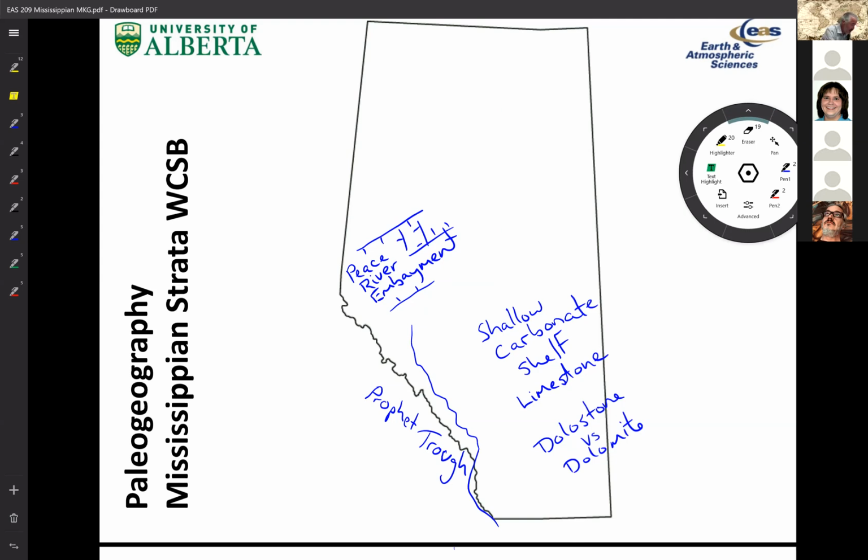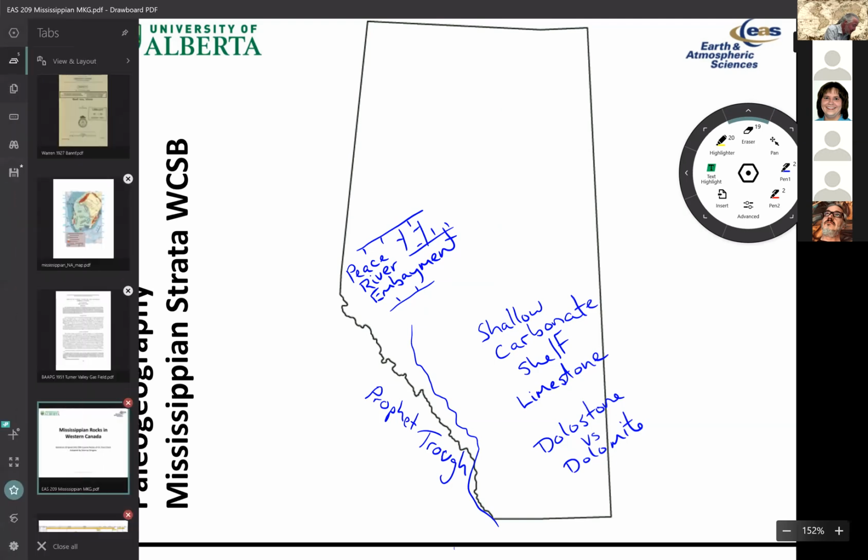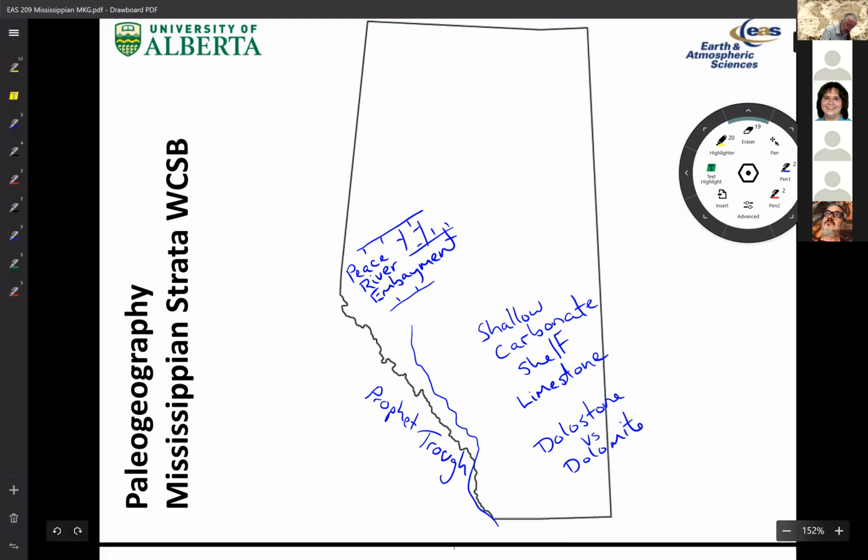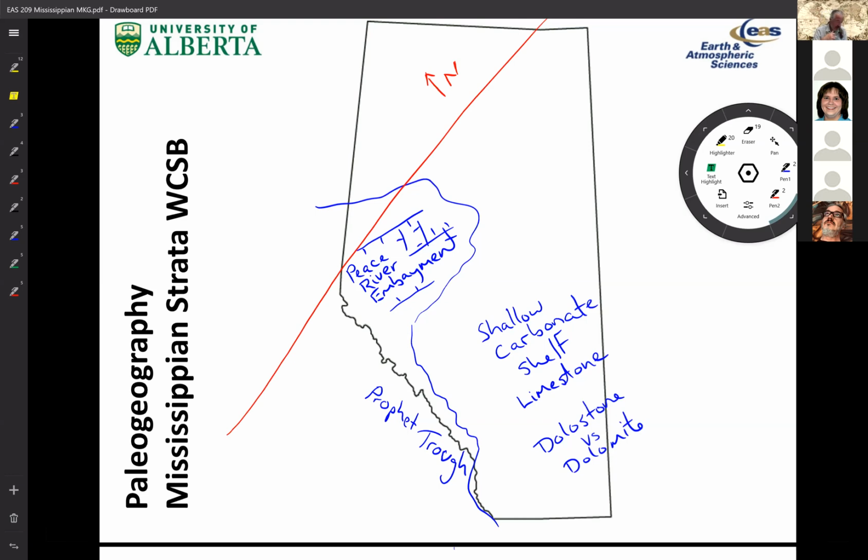I hope I can undo that. Let's see. There's got to be an undo button here. Or not, just redraw, right? So the equator is doing something a bit more like this, with north being that direction. And so we're still in a nice tropical climate during the Mississippian. And this is moving throughout Mississippian time.